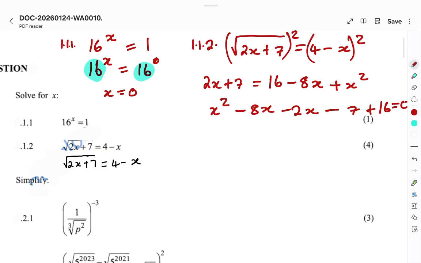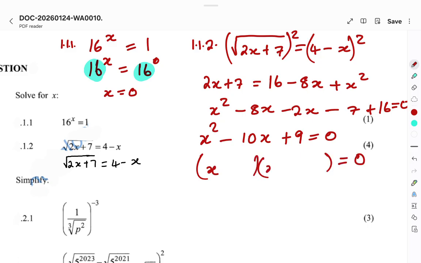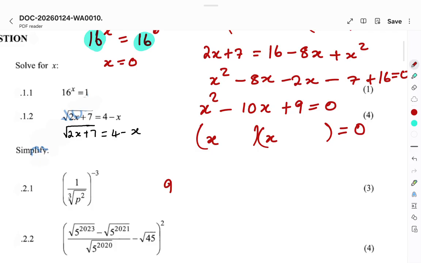Then we say you have your x squared minus, we add the like terms there, it will become 10x, negative 7 plus 16, that one will be positive 9, and that is equal to 0. So if you factorize here, remember we're trying to solve for our x values. So the factors of 9 that can give us the 10 there. I'm looking for the factors of 9. The factors of 9 are as follows: 1 times 9. The other one is 3 times 3.